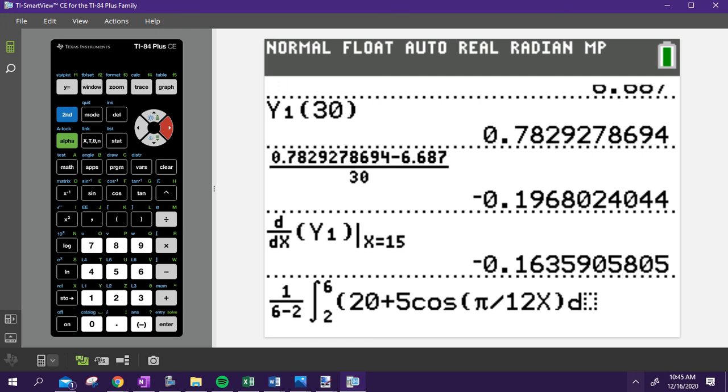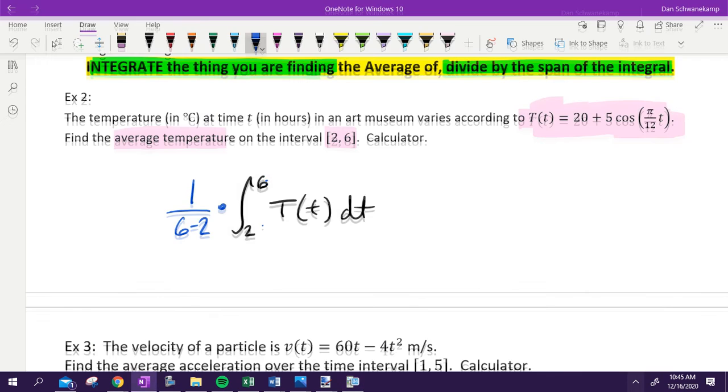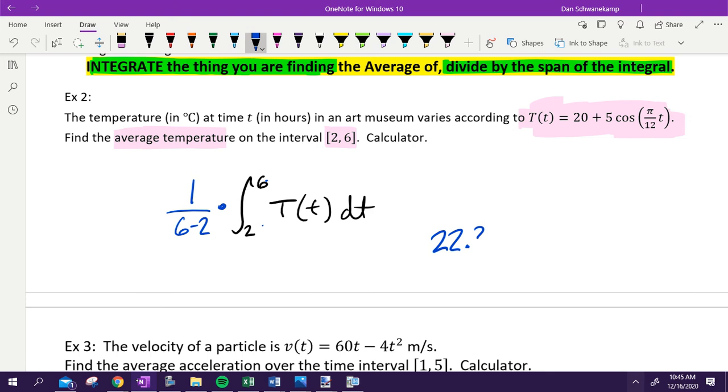I'm confident in what I typed in there. I typed it in, I hit enter. Boom, there is my answer: 22.387. What are the units going to be on that 22.387? That is degrees Celsius, because I found the average of temperature, so it's going to tell me temperature. That is my answer to that question.